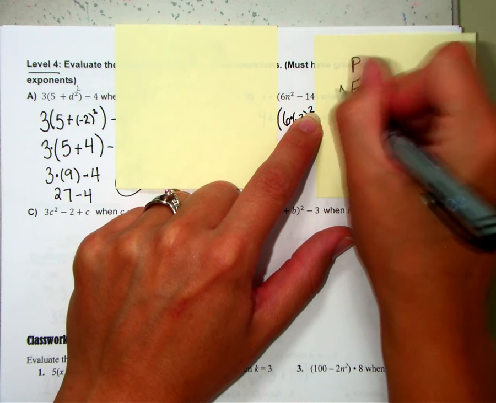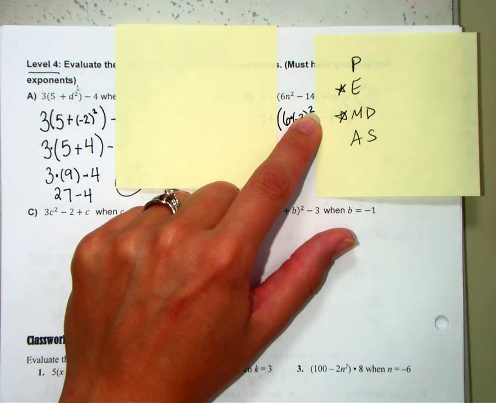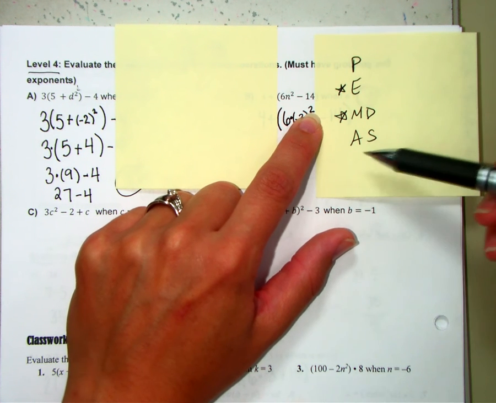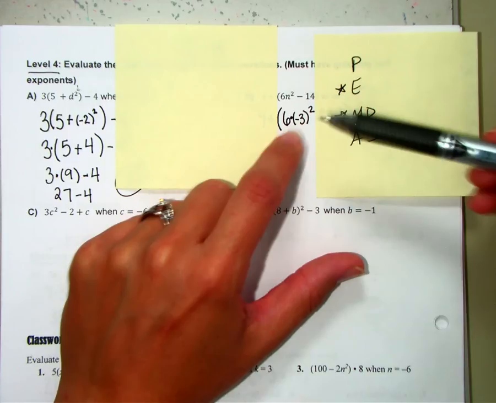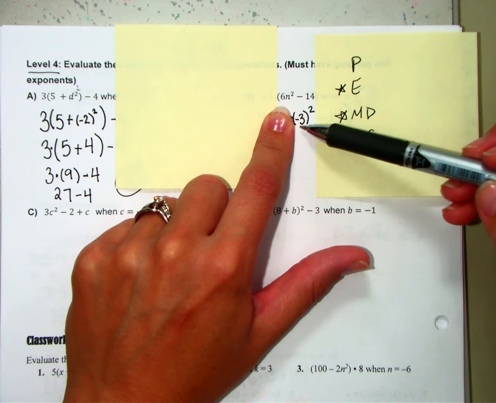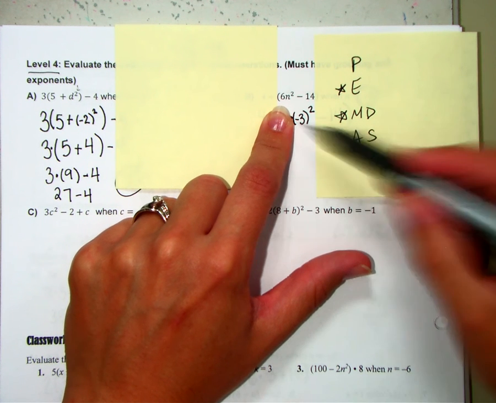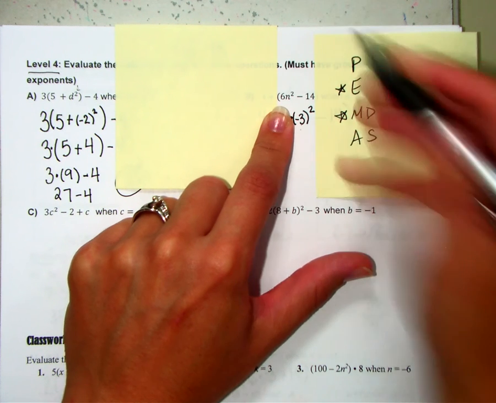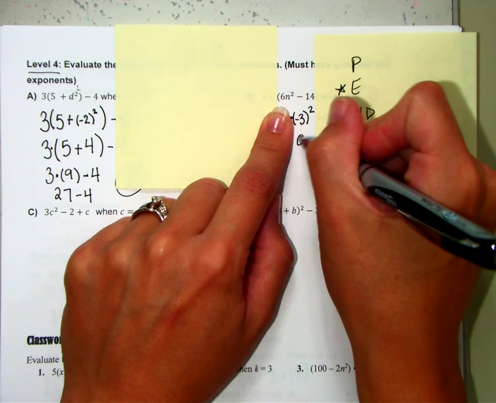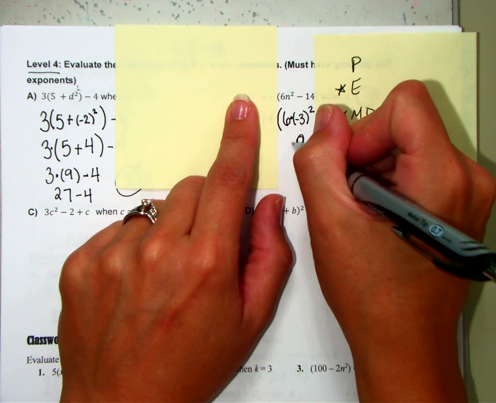Exponents come before multiplication. I know we don't want to write this out, but I would highly suggest writing it out when you actually go to take your quiz. So I'm going to do this exponent first before any sort of multiplication. -3 squared, so -3 times -3 is a positive 9, times 6.